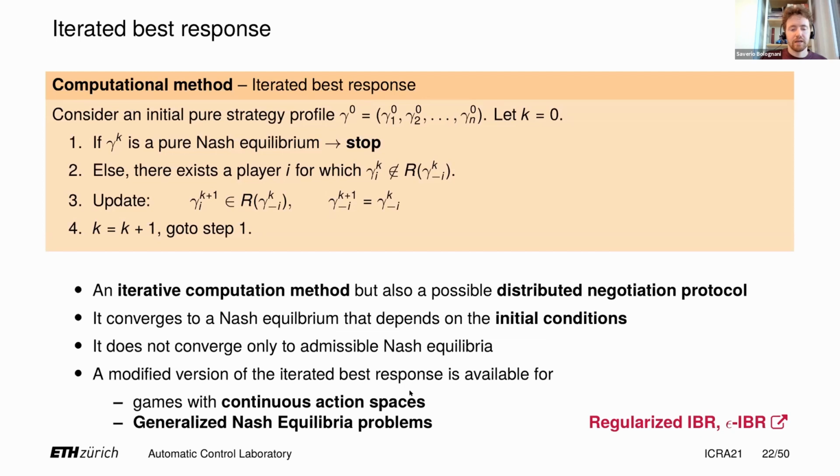If you have games with continuous action spaces and not only finite action spaces, you can also apply iterated best response. And if you have a generalized Nash equilibrium problem as before, you can apply iterated best response, but you need to do something, either regularize it or be happy with some epsilon value of it. There are going to be a couple of pointers in the monograph about that. But the core idea is more or less the same.